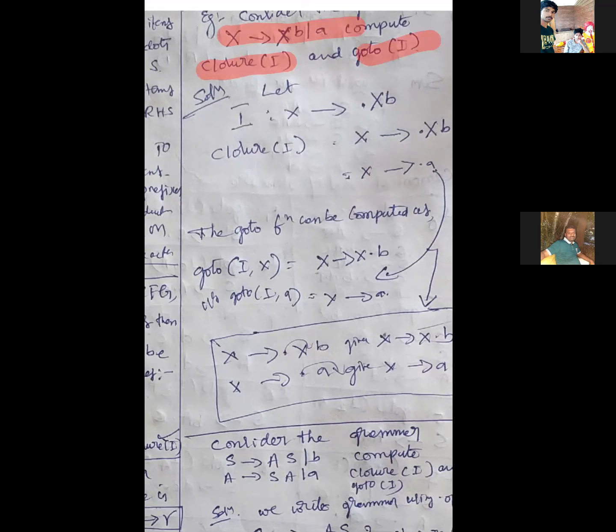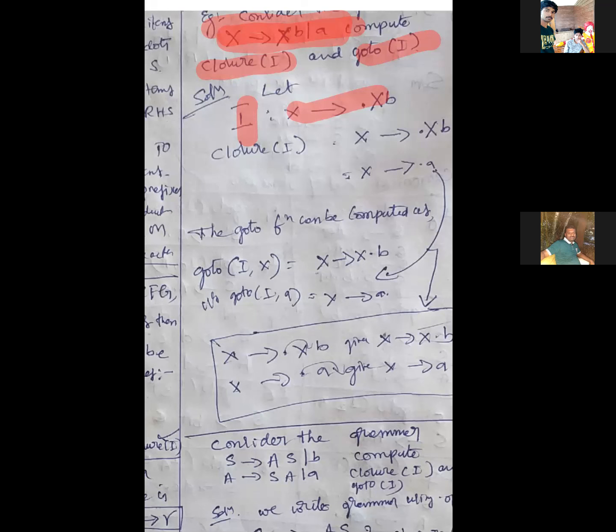For this closure and goto, many times they ask 12 marks, even 14 marks questions. To calculate closure of I, whatever productions they give, put a dot first after the arrow and put it in I. This is the closure of I. For every production, first, second, third, whatever they give, the first production here is I tends to X: the same production, but put a dot in front after the arrow. Then you go on moving the dot.